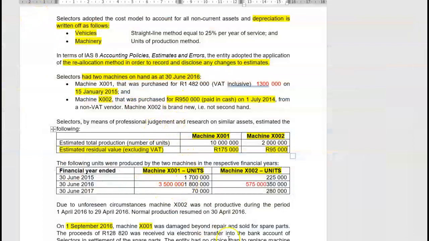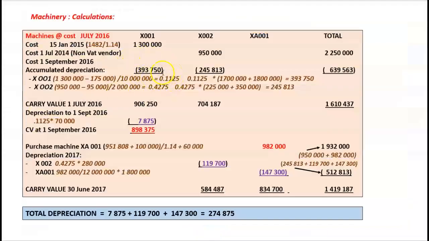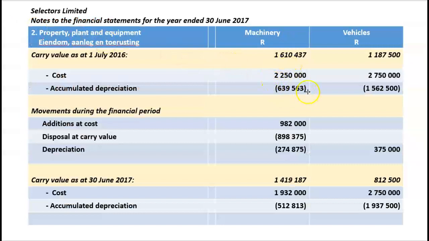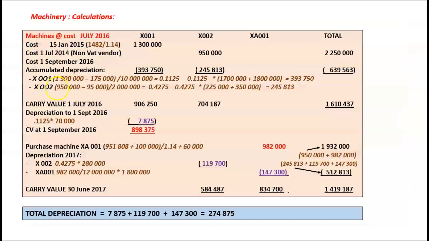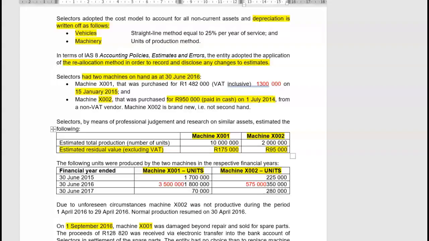Accumulated depreciation as at the beginning of the year, we've also calculated that. That would have been the 393,750 and the 245,813. That will give us 639,563. And then our total carry value at the beginning of the year, 1,610,437. Right.